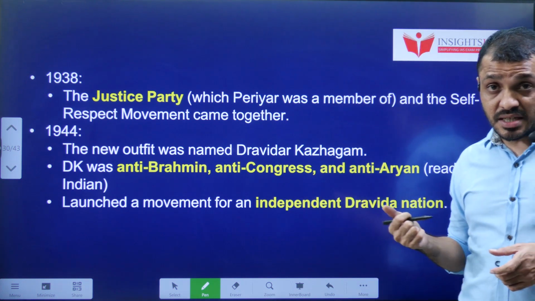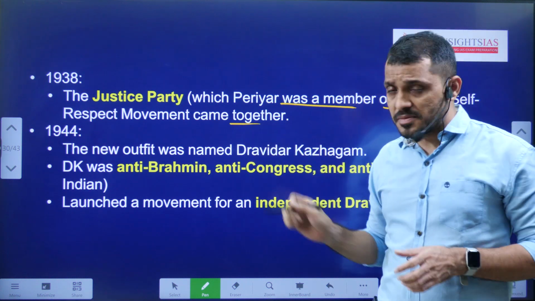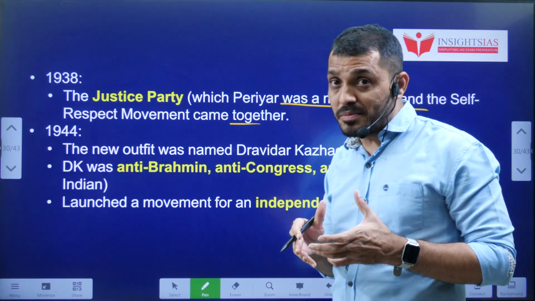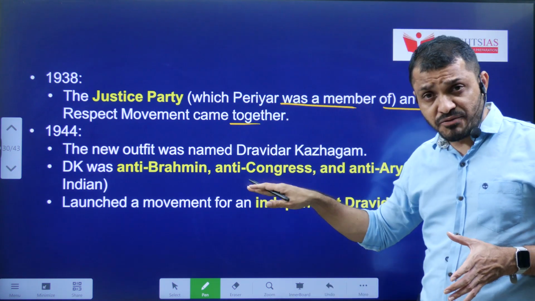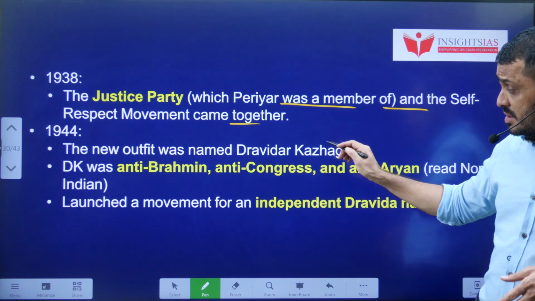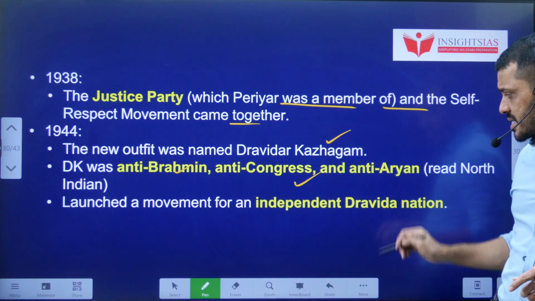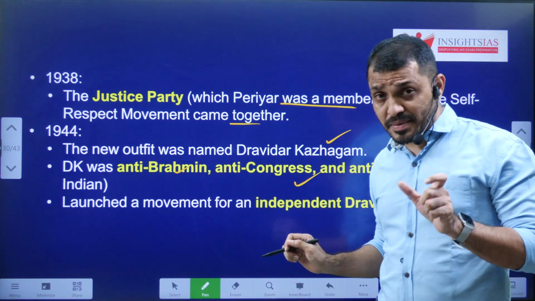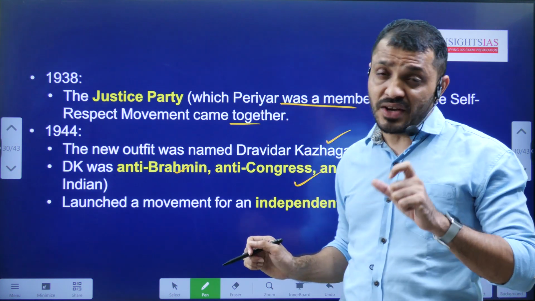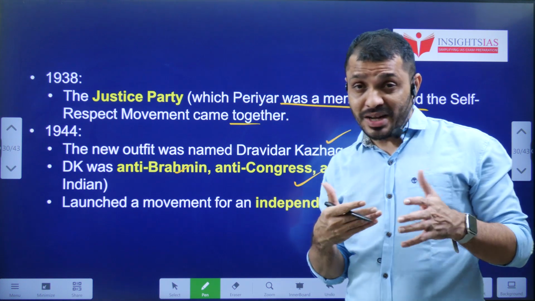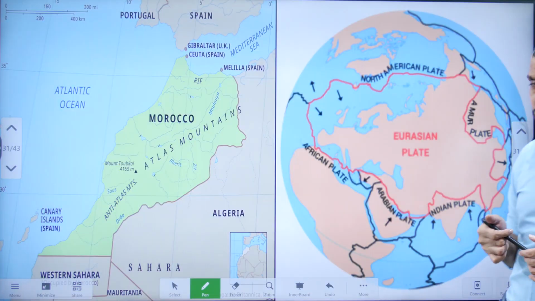In 1937-38, Justice Party as well as the self-respect movement, they became much prominent together. After that, from Justice Party in 1944, Annadurai separated and he established DMK. DMK was majorly anti-Brahmin, anti-Congress and anti-Aryan. In fact, they demanded a separate Dravidian country. But of course, the demand did not go well with the people. So it was not that much succeeded regarding the Dravida nation.